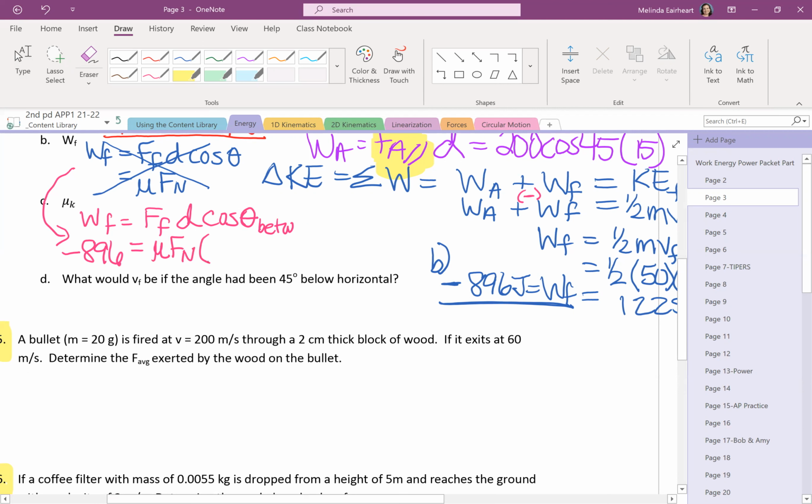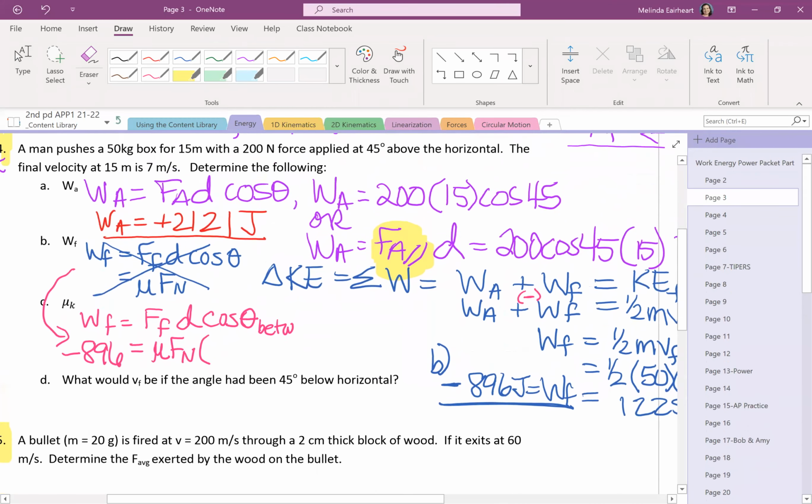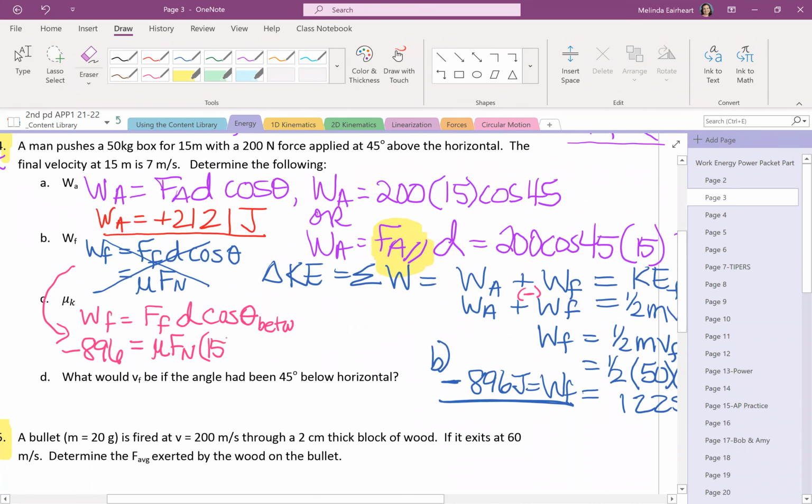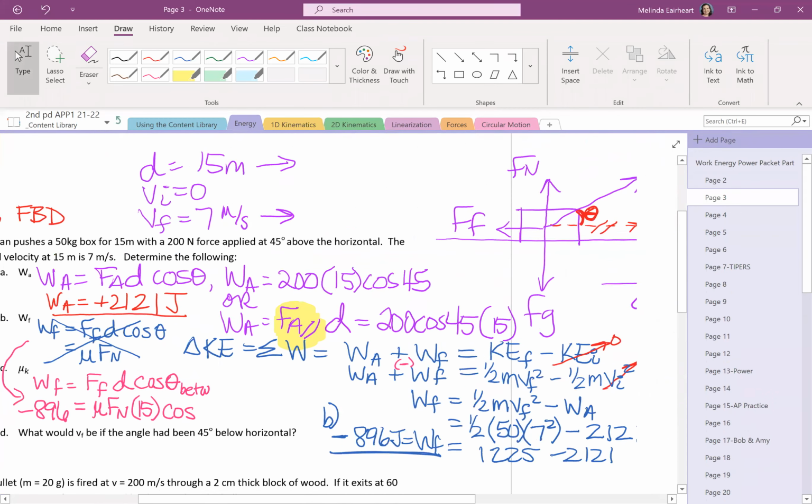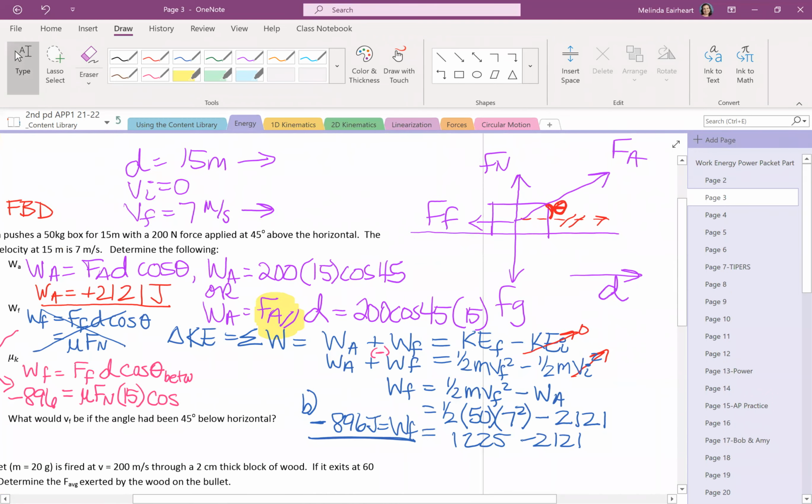D, the distance it travels, the distance that friction acts on the box is 15, as they set up above. And so 15 is the distance. And then we get this cosine. I'm going to scroll to the diagram. Friction acts to the left. The box moves to the right. What angle separates that force of friction and the distance traveled?